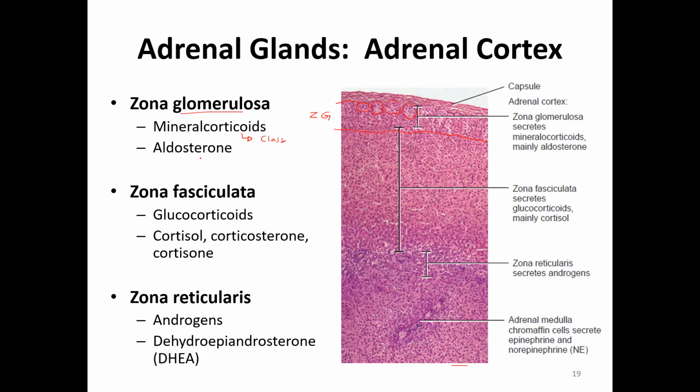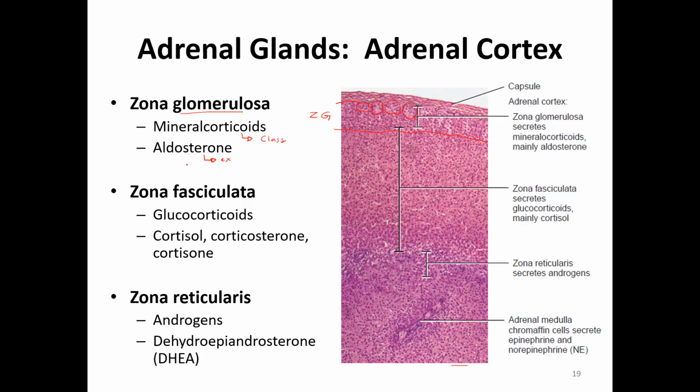An example of a mineralocorticoid is aldosterone. So this is going to be our example of the hormone. Aldosterone is a hormone that would fit in the class of mineralocorticoids. The secreting cell for aldosterone is going to be this region, the zona glomerulosa. And aldosterone's target is going to be cells in the kidney.